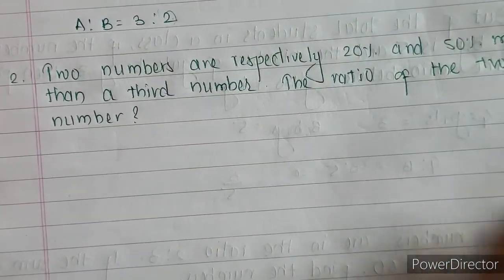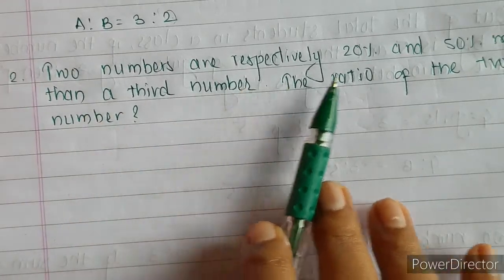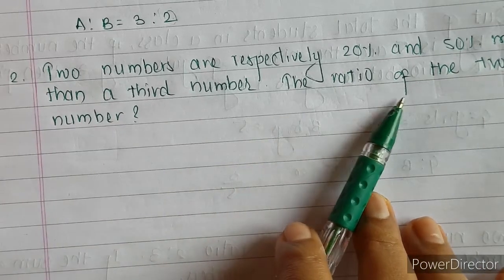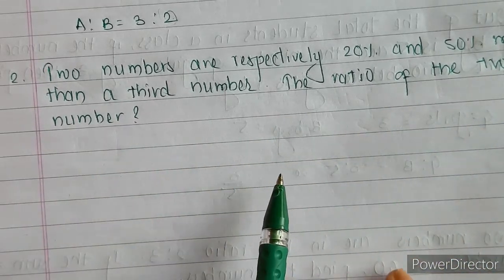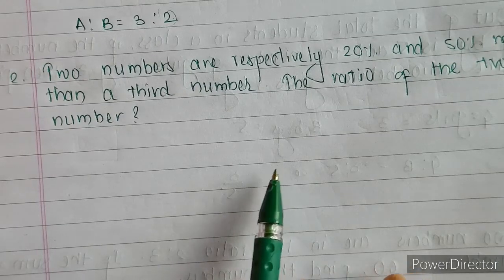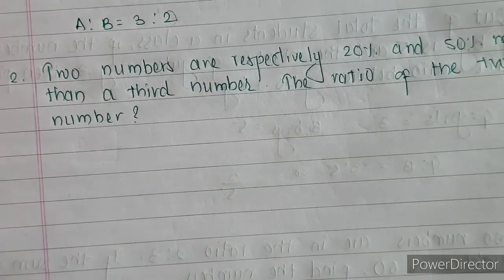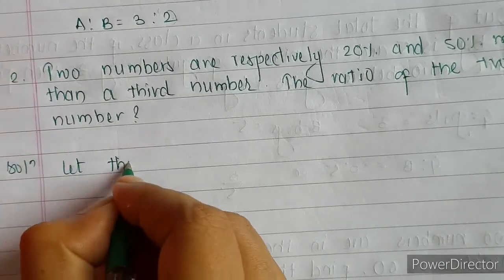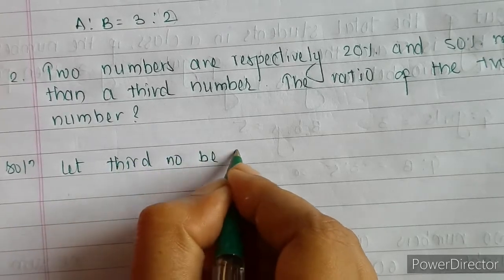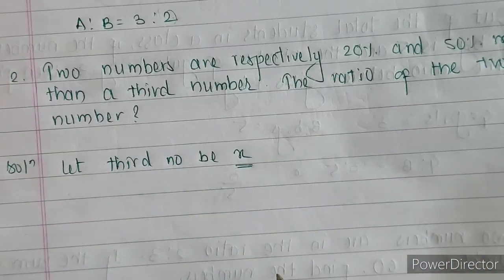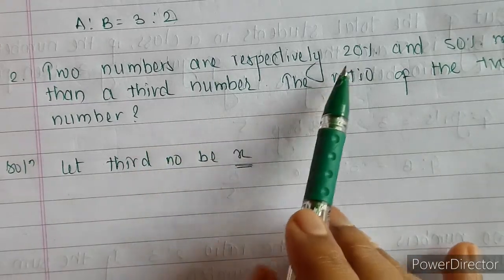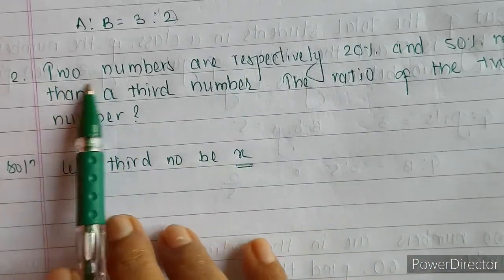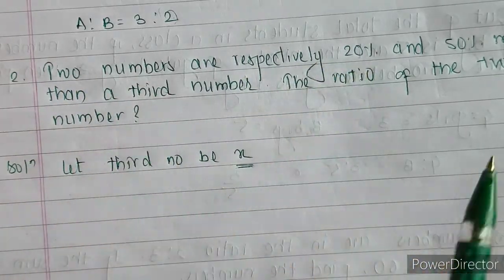Next question. Two numbers are respectively 20% and 50% more than the third number. The ratio of the two numbers is? So we have to find the ratio of these two numbers. Okay. Now let this third number be x. So we are assuming that the third number is x, and now we know that these two numbers, the first number is 20% more than the third number.